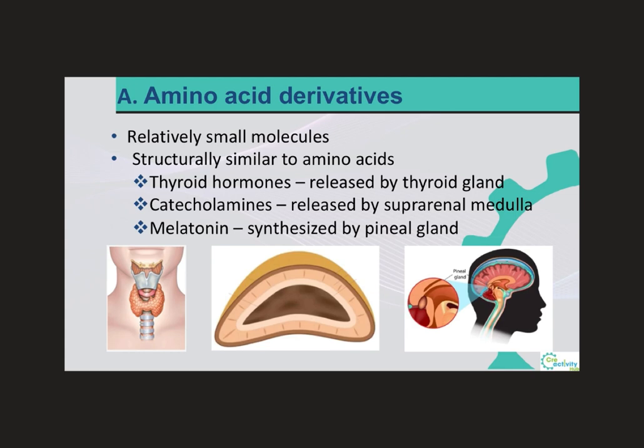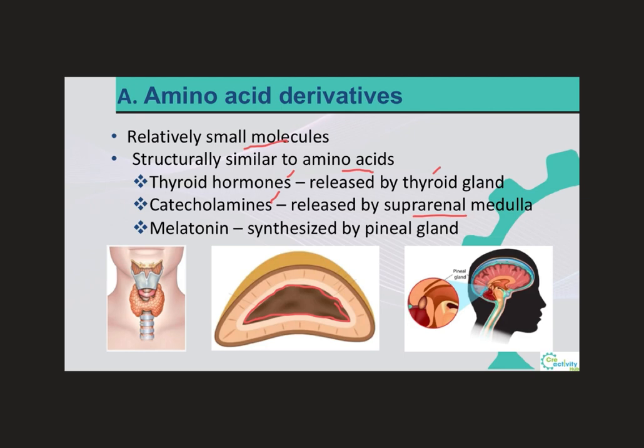As the name says, they are structurally similar to amino acids, and this will make them relatively small molecules. As examples, we have derivatives of tyrosine, such as the thyroid hormones, so that makes sense, tyrosine and thyroid hormones, which are going to be released by the thyroid gland, and also catecholamines, which are derivatives of tyrosine as well. These are going to be released by the suprarenal medulla, which is located in the adrenal gland or the suprarenal gland.